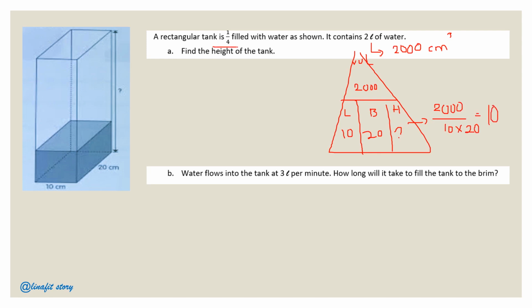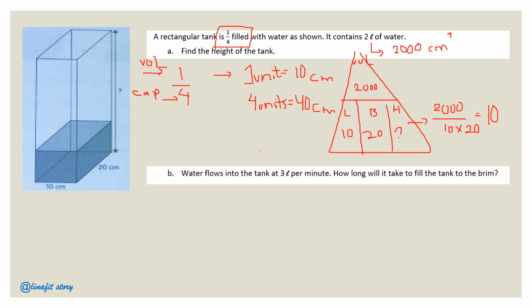The tank is a quarter filled with water. 1 out of 4. Top number, this is the volume, while the bottom number, this is the capacity. So 1 unit is the height of the water level, 10 cm. How to get the height of the tank? It's 4 units. 4 times 10 equals 40 cm.